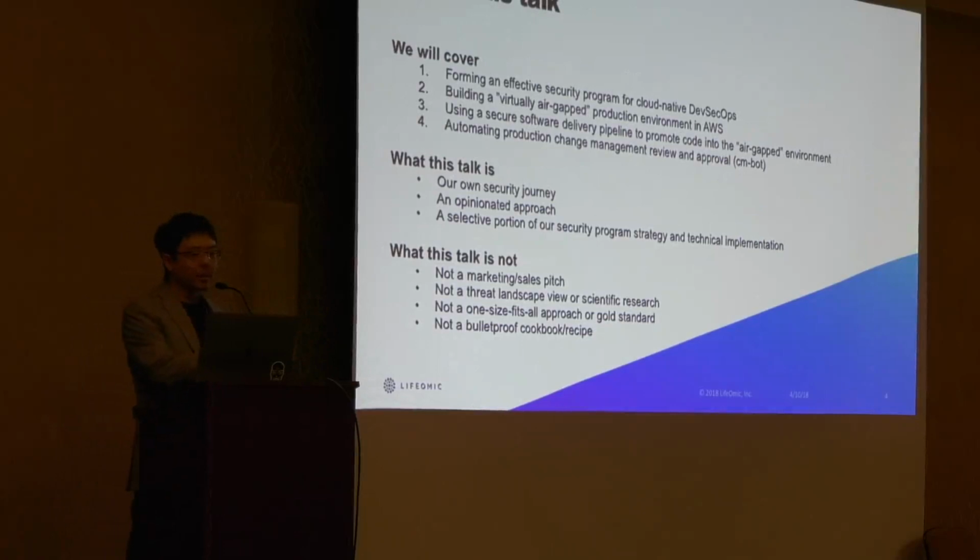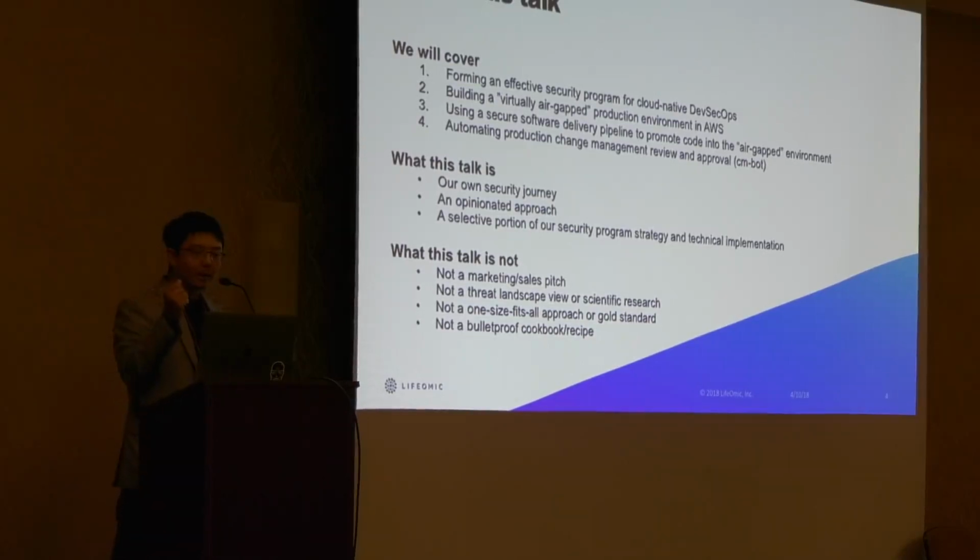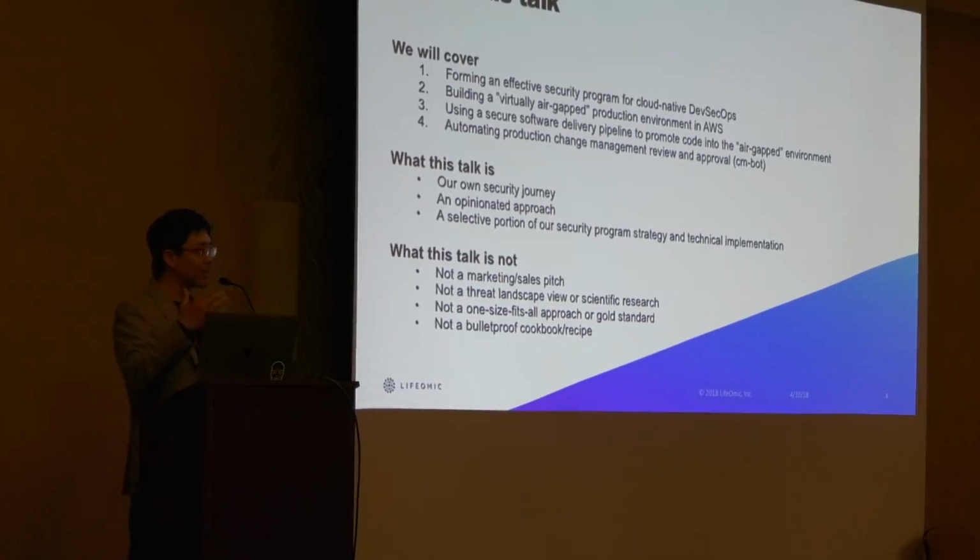So what we built is a security program on top of AWS and for cloud-native operations, for DevOps and security operations, or DevSecOps. And we built a virtually air-gapped environment. We call it virtually air-gapped because there's no physical air gap, and this is all software-defined in our production environment in AWS. When we say virtually air-gapped, we really mean that there's no back-end network connectivity into the environment. We don't allow that. We don't allow access to data internally, other than through a single channel, which is the application itself.